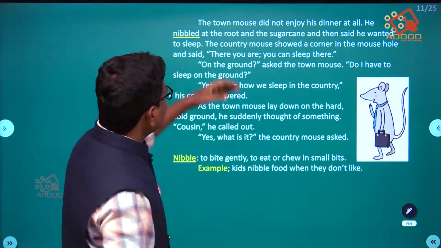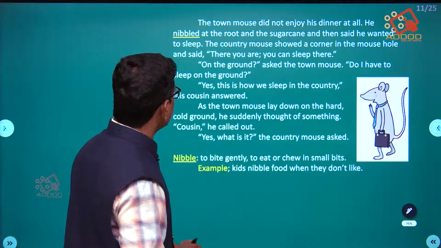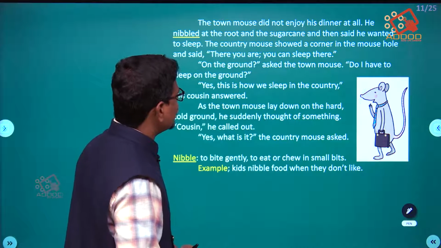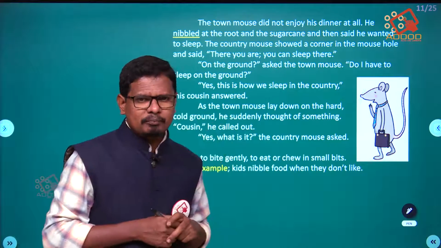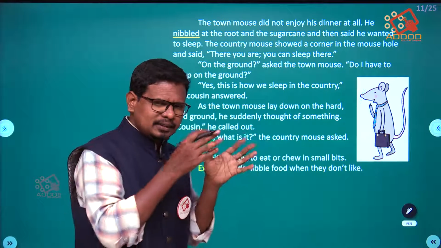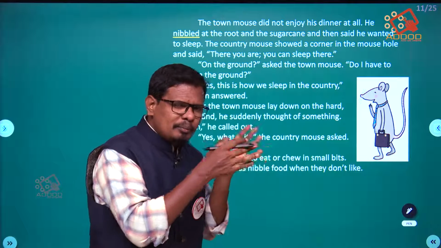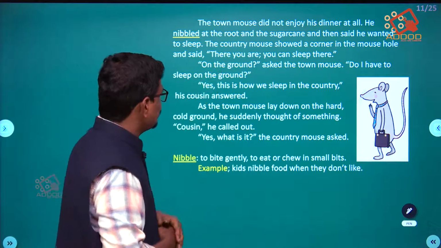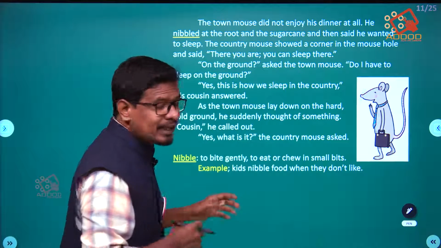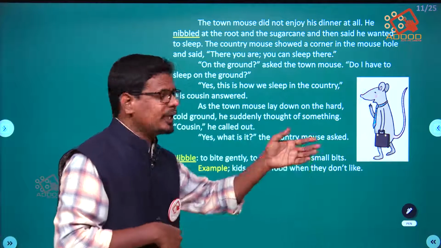The country mouse showed a corner in the mouse hole and said, there you are, you can sleep there. Maybe it showed a small place, maybe on the ground. So that's where the mice stay. Here the country mouse showed a place where the town mouse could take rest.